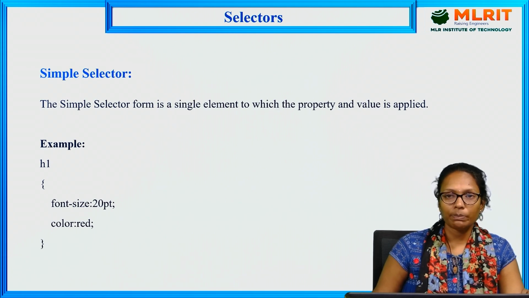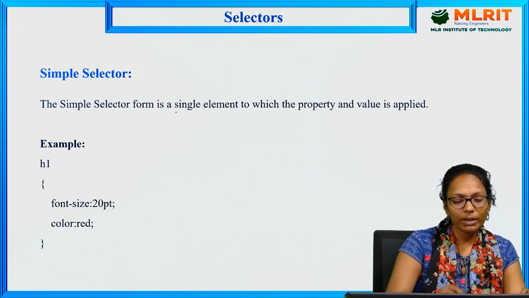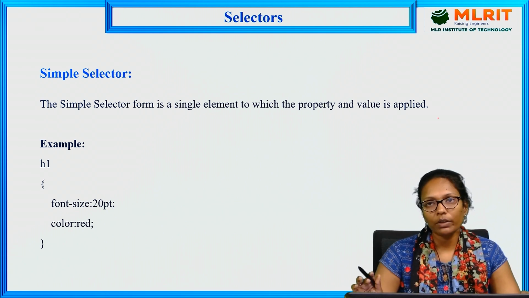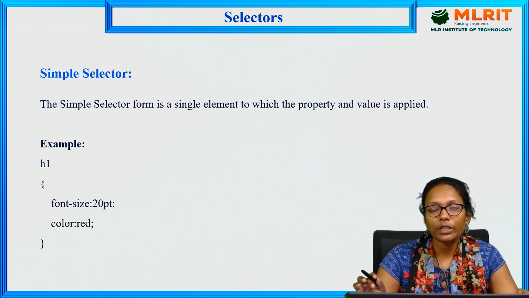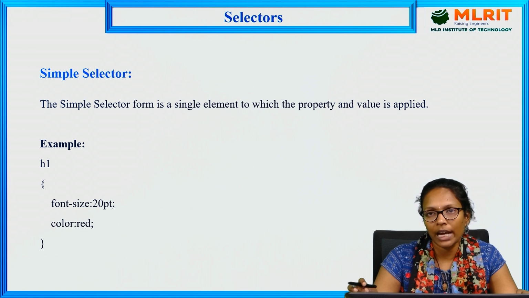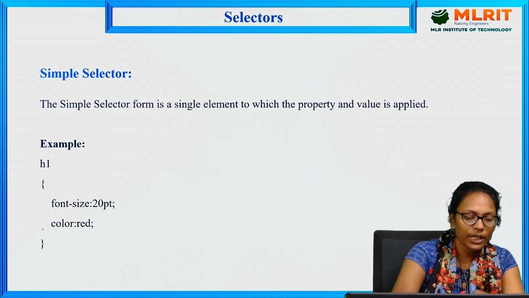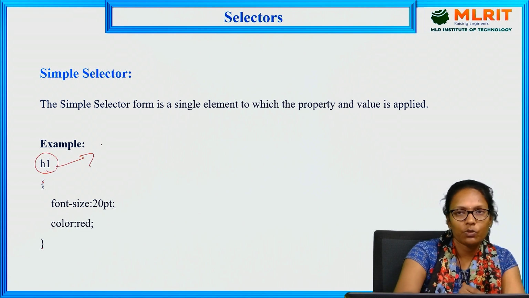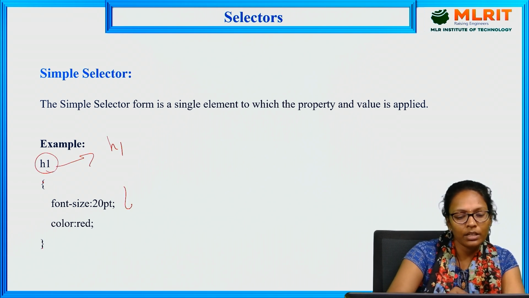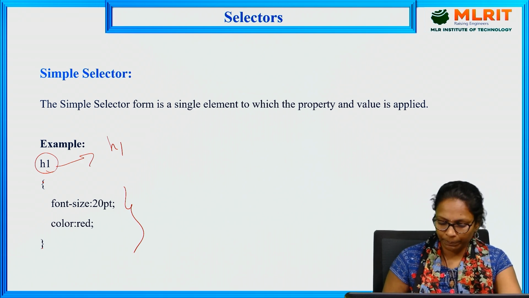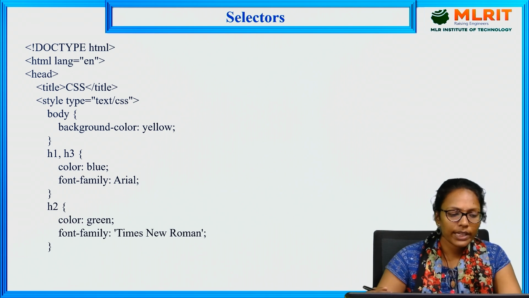The first one is the simple selector. A simple selector is formed from a single element to which the property and value are applied. So we are mentioning only one element here, and that element is the tag name. For whichever tag you want to apply the set of styles, you mention that tag name as the element. For example, I want to apply a set of styles to an element called H1. If it is a simple selector, just directly mention the tag name or the element name.